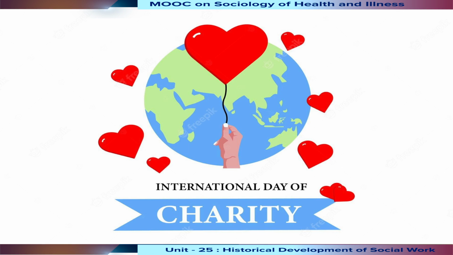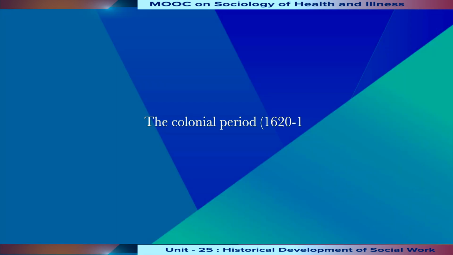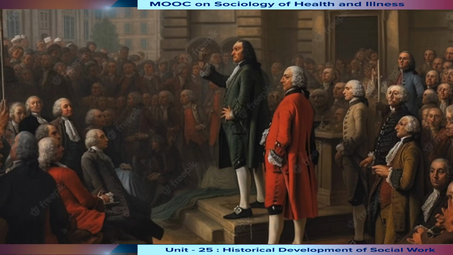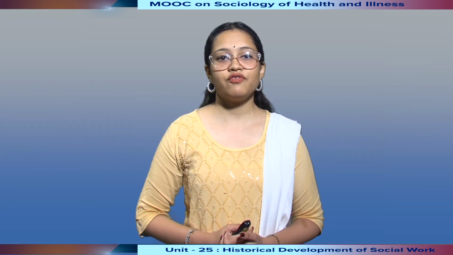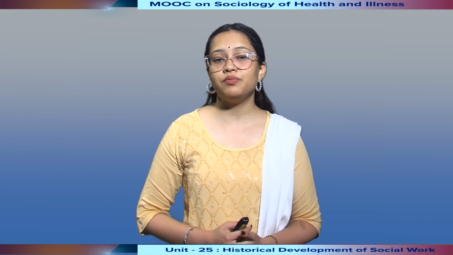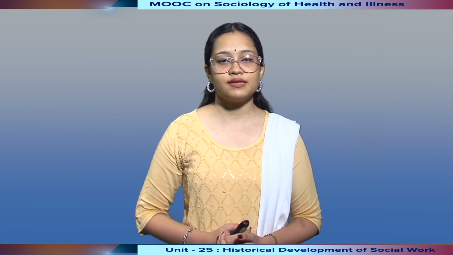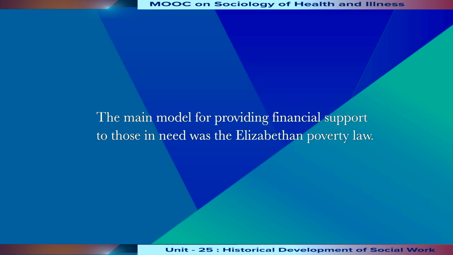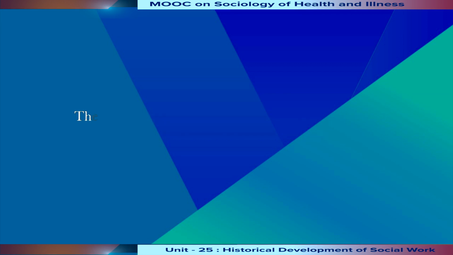The historical development in USA can be divided into the following stages. The first one is the colonial period, 1620 to 1776. Since the founding of the original 13 colonies on the eastern coast, social welfare programs have indeed been available in the United States. The main model for providing financial support to those in need was the Elizabethan Poverty Law.